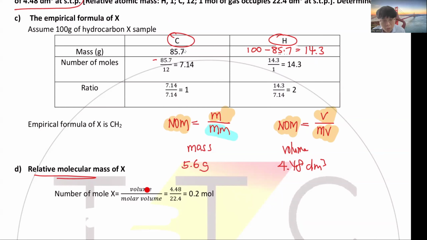You take volume and molar volume first. From these two, you get the number of moles. Bring this number of moles over here, plus the mass. You put it here to get your molar mass. And we know molar mass and relative molecular mass, the number is the same. So now you put it in here.